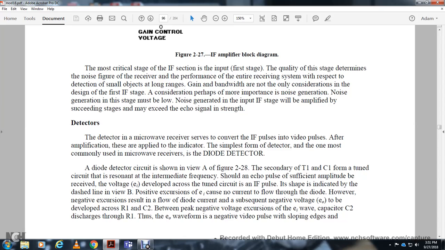Detectors. In the microwave receiver, the strip of the converter with the intermediate frequency produces the video output. After amplification, they are applied to the indicator. The simplified form of the detector, the one most commonly used in the microwave receiver, is the diode detector.